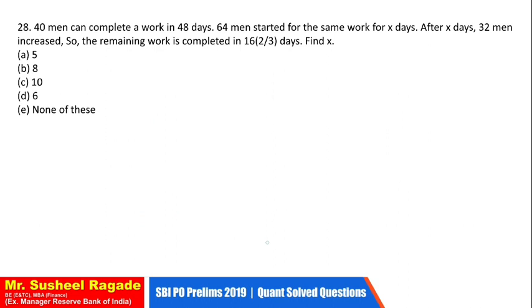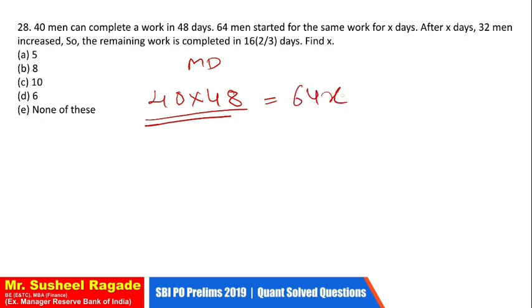40 men complete work in 48 days. So total work is 40 into 48. It is called man days. 64 men, so this is total work. 64 men started and worked for x days. So this work is 64x. After x days, 32 men increased. So now total men are 96 because 64 plus 32. So the remaining work is completed in these many days.